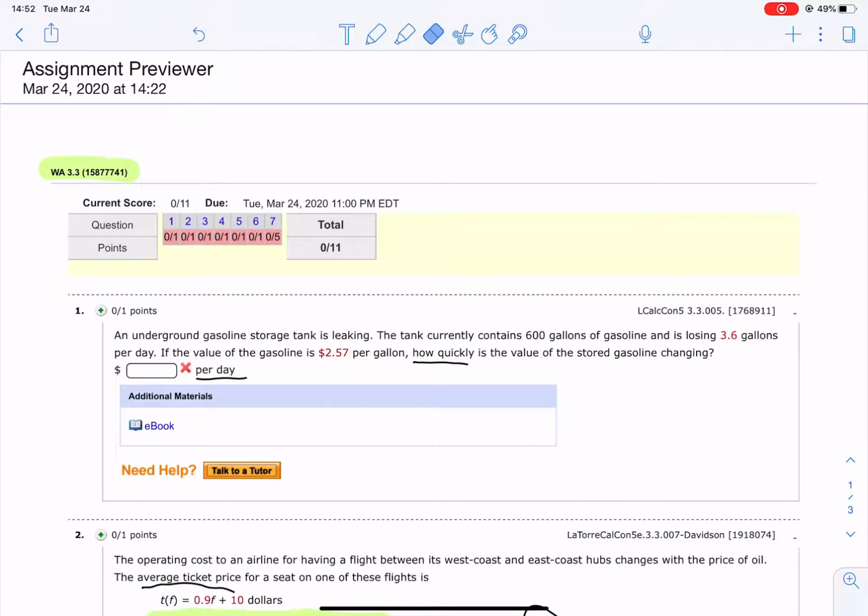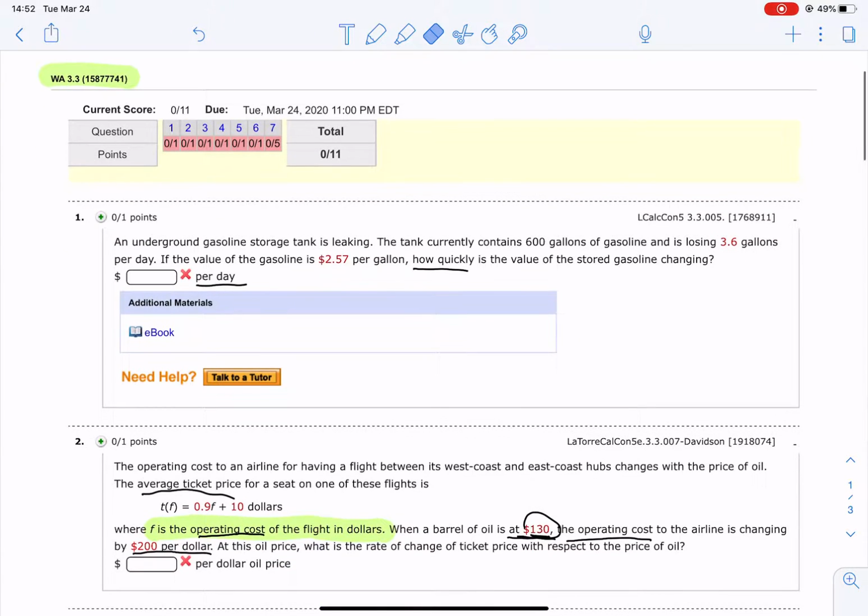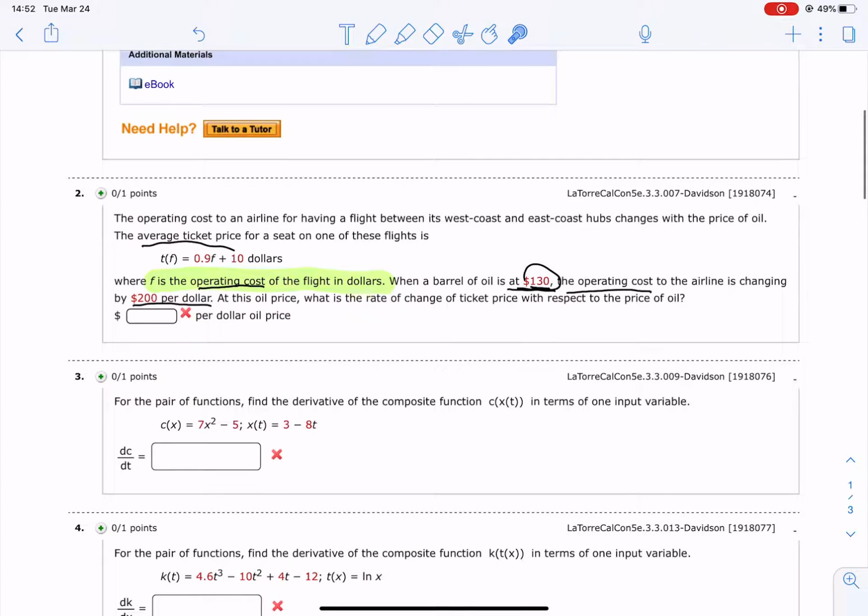Hi all, this video is about web assignment section 3.3. The first question is trivial. The keyword is "how quickly," or you can tell it from the unit, which is dollars per day. So we know this is about the derivative. And for the next one, question number 2.